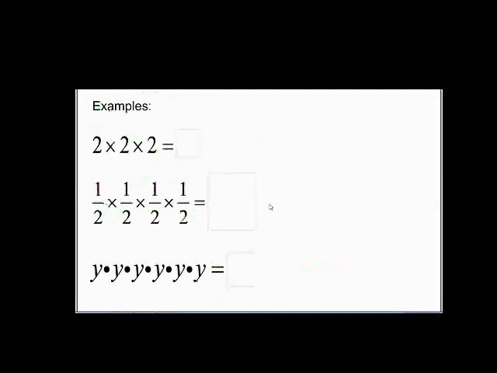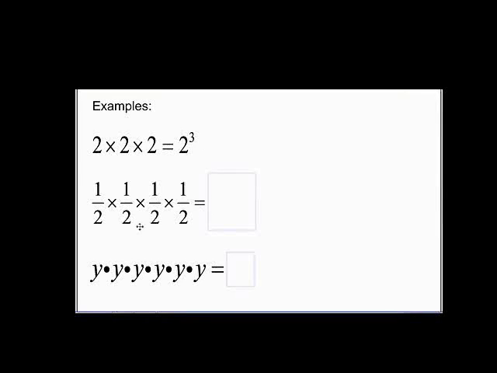So let's take a look at a couple more examples here. Here we've got 2 times 2 times 2. Well, I've got the number 2. It's multiplied by itself 3 times. So I'd have a base of 2 and a power of 3. And we'd read that as 2 to the power of 3. Or in this case, you might say 2 cubed.